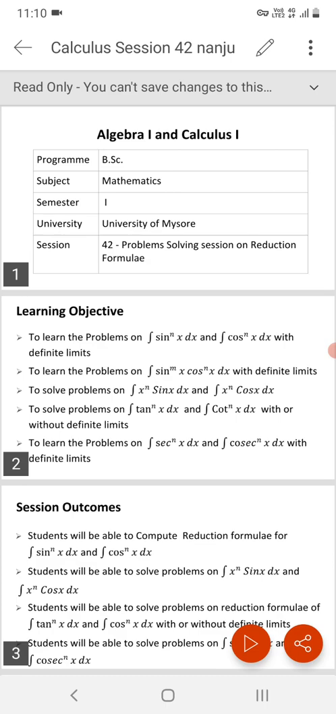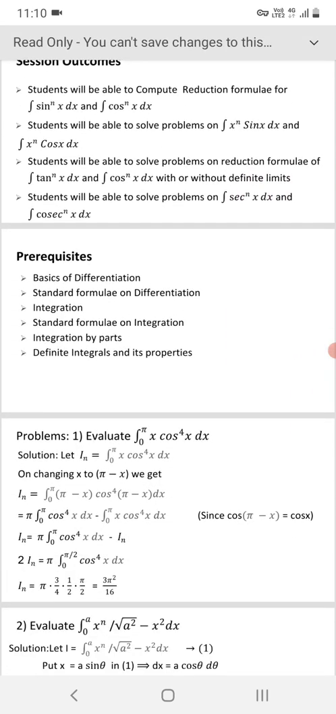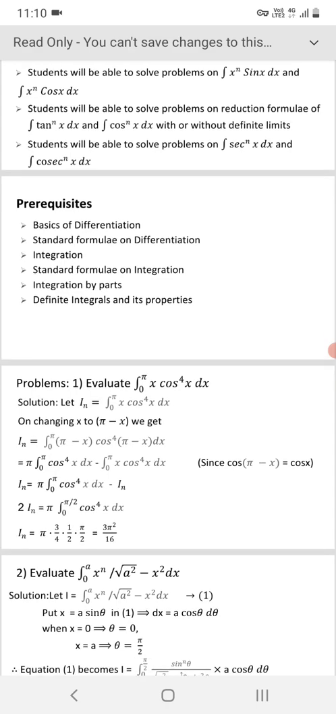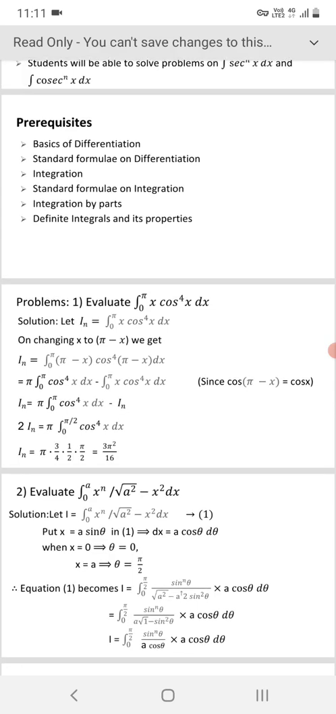My lecture is a problem solving session on some reduction formulas. On this basis, we'll take some particular problems on different reduction formulas. The first one: evaluate the integration from 0 to π of x cos^4 x with respect to x.